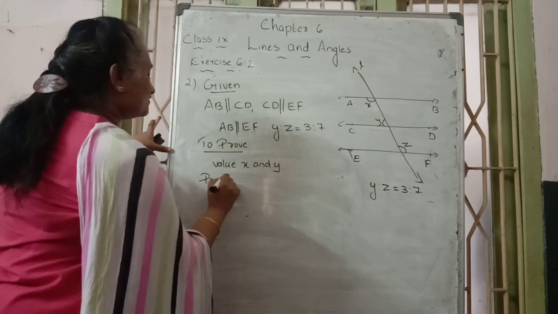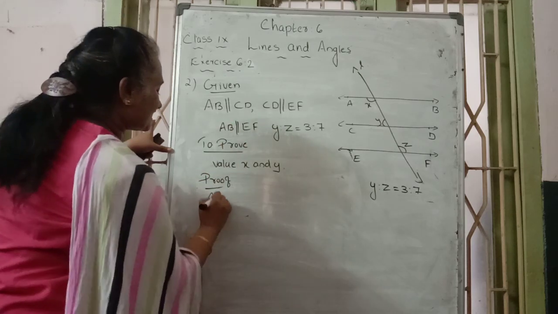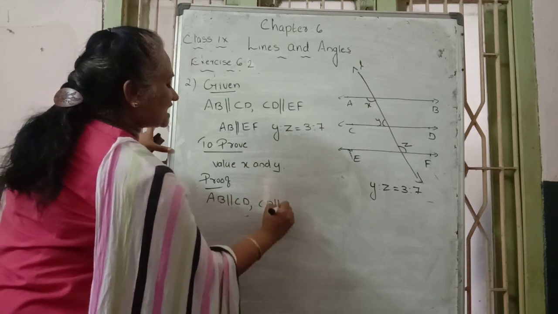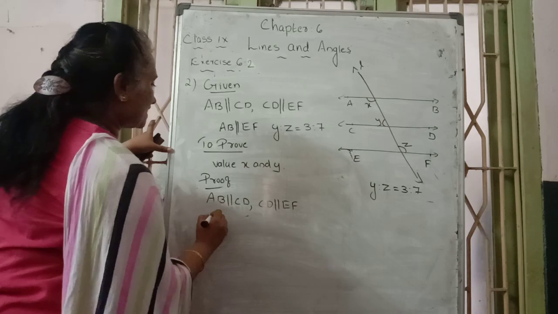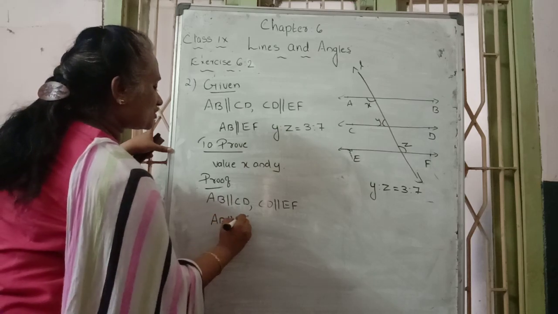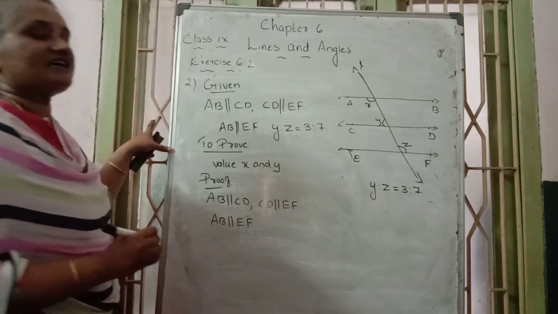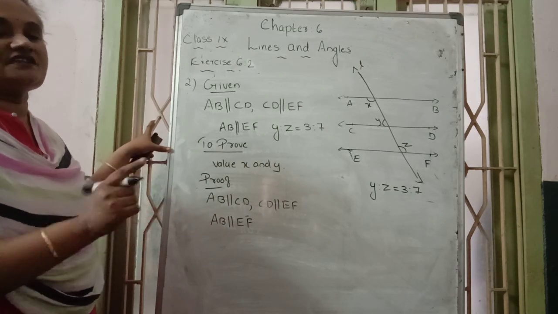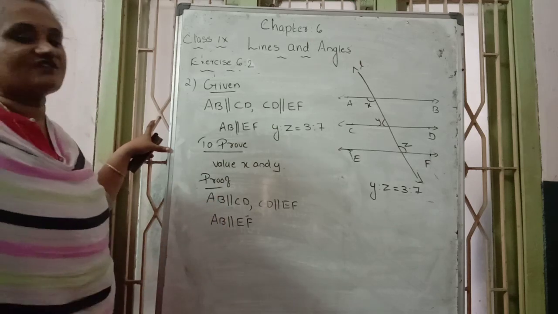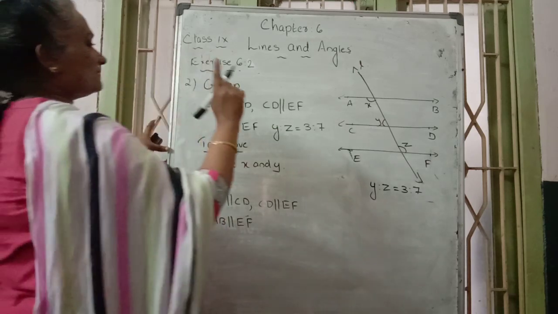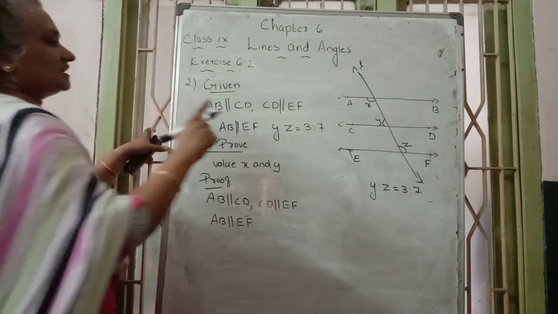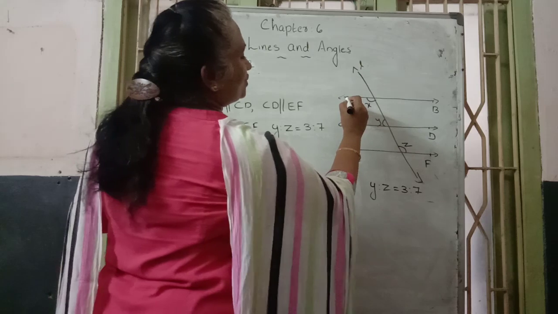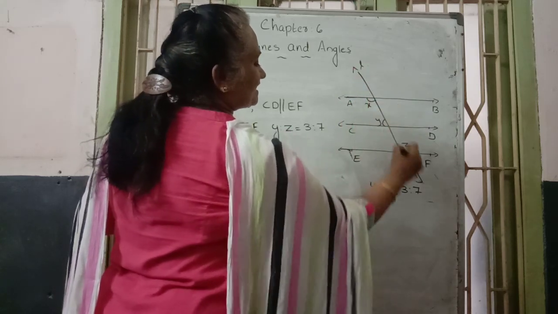For a proof, we start from the given things. They gave that line AB is parallel to CD, which is parallel to EF. So we can say AB is also parallel to EF, because lines parallel to the same line are parallel to each other. We apply that property here. So we consider AB and EF as parallel lines. Then, looking at it, the parallel lines are cut by line L.